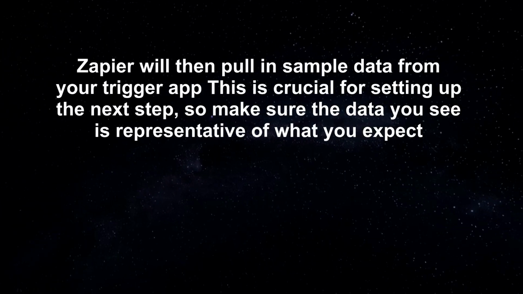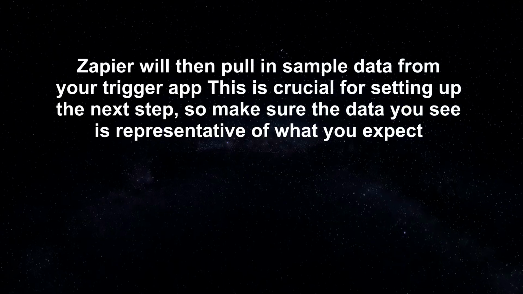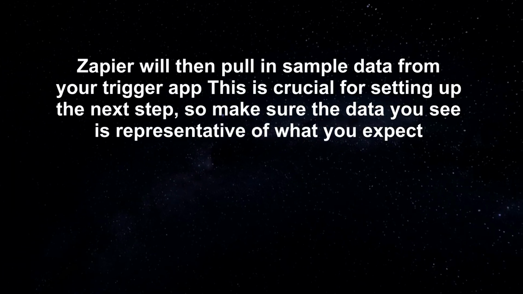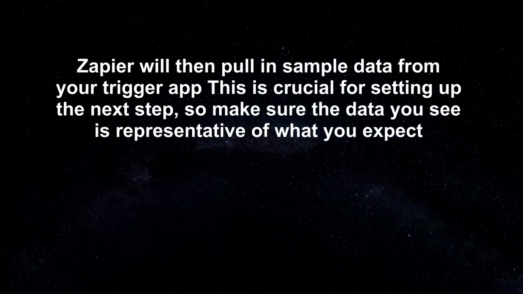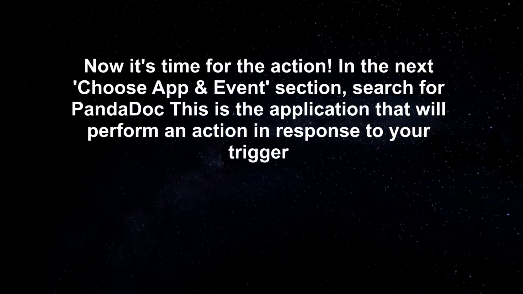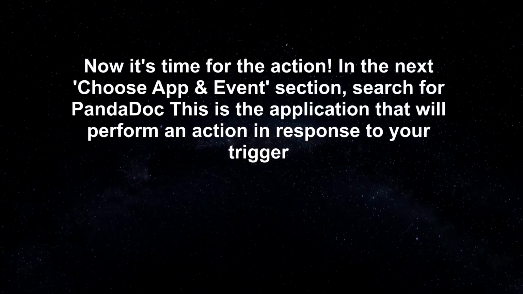Zapier will then pull in sample data from your trigger app. This is crucial for setting up the next step, so make sure the data you see is representative of what you expect. Now it's time for the action. In the next Choose App and Event section, search for Pandadoc.